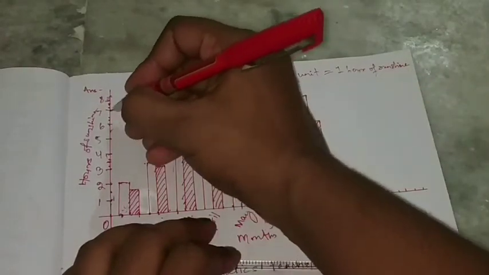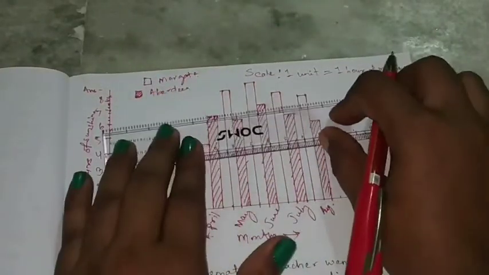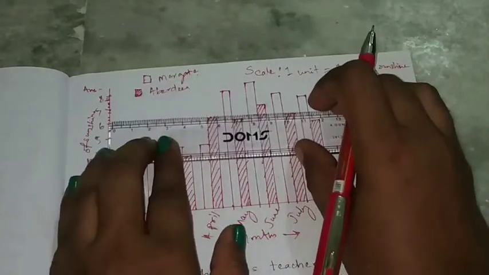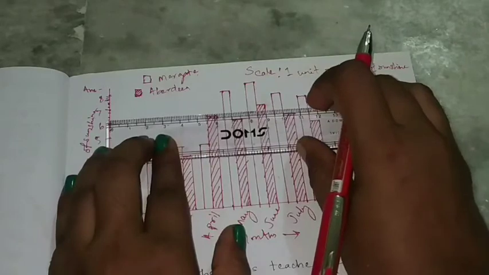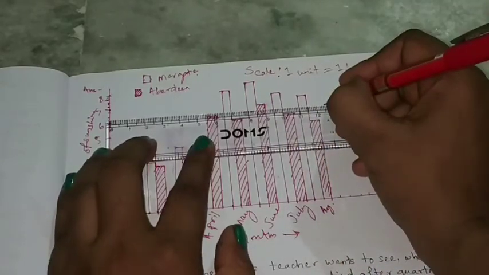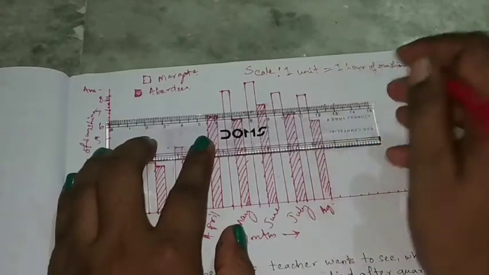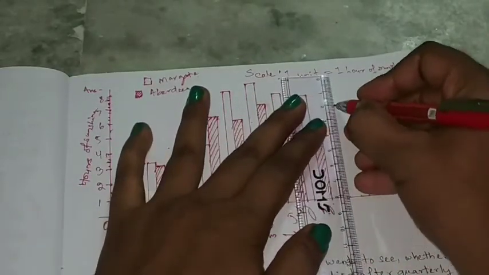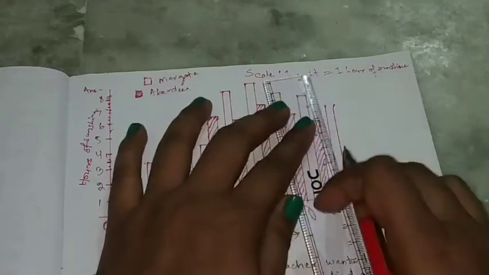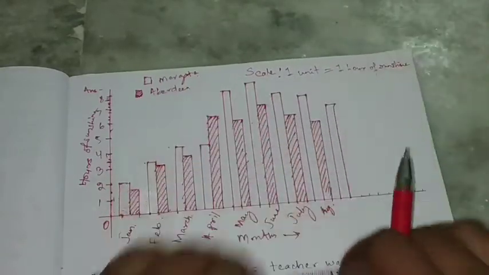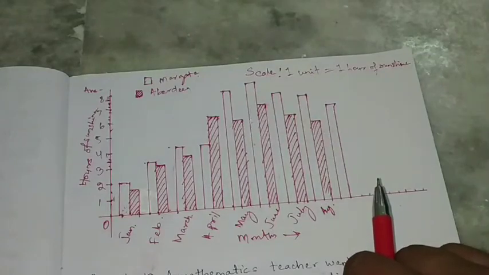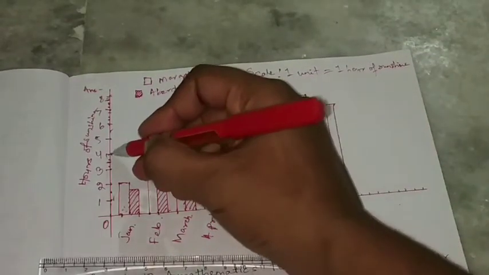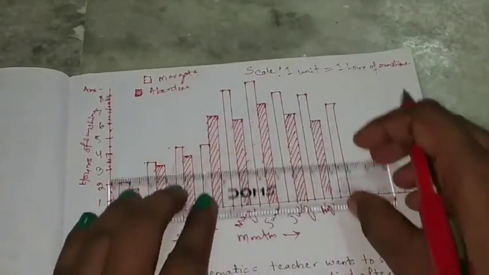So divide it into 4 parts. So this is 6 and 1/4. Mark it. Make the bar. Okay. This is for Margate, and for Aberdeen this is 4.5 hours. Look at here, 4 and 5. Between 4 and 5 is 4.5 hours.